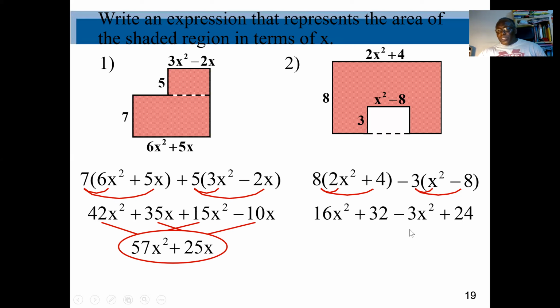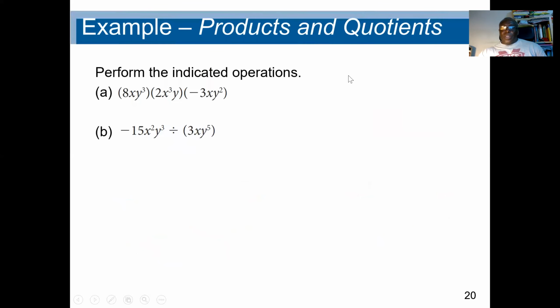and minus 3 and minus 8 will give me negative times negative is positive. So 3 times 8 is 24. Then we combine the like terms. 16x squared minus 3x squared will give me positive 13x squared. Then plus 32 plus 24 will give me plus 56. So that's our product.